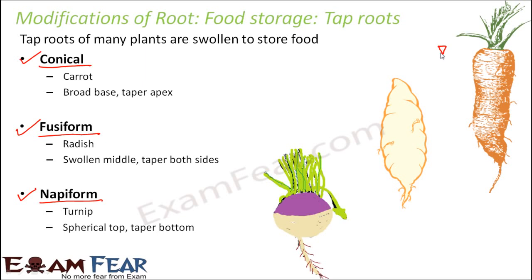So it has a broad base and tapers towards the apex. If you look at this carrot, you will actually have a broad base and then it will gradually taper towards the apex. So this is the base and this is the apex. So here it gradually becomes tapered, right? So this is an example of a conical root. So we have a broad base and tapered apex.